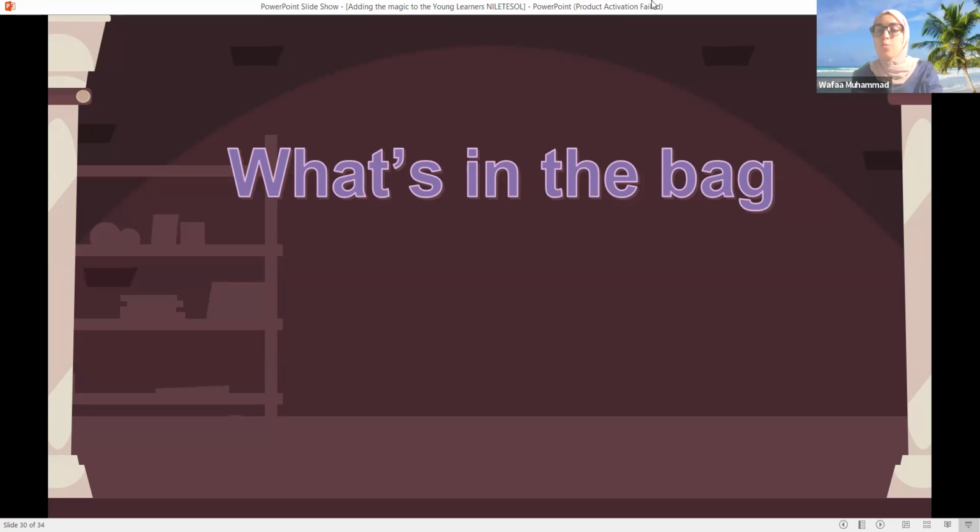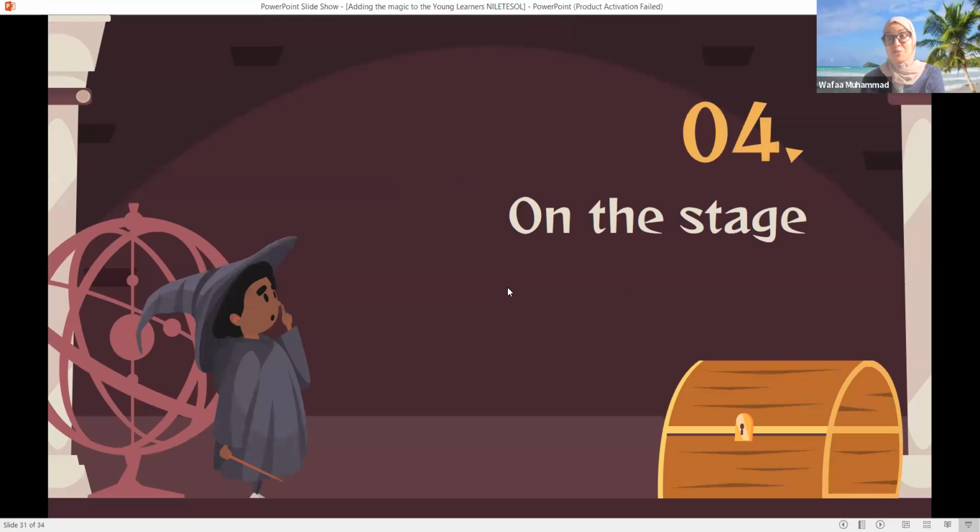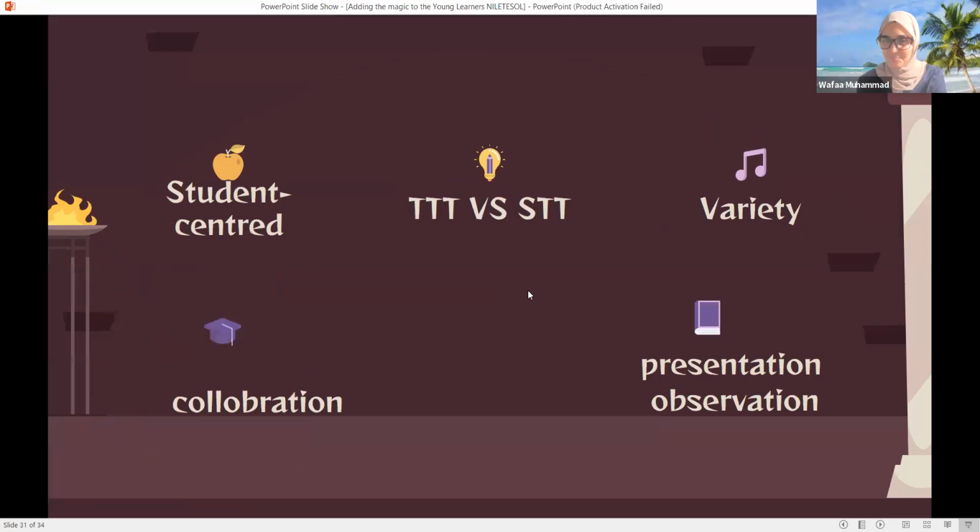Okay, so what's happening here? We're engaging more than one sensory channel while we are designing the activities. This is about the variety of activities you have for the young learners. What else? On the stage, your performance. You have designed all these activities, and now you need to perform on the stage.